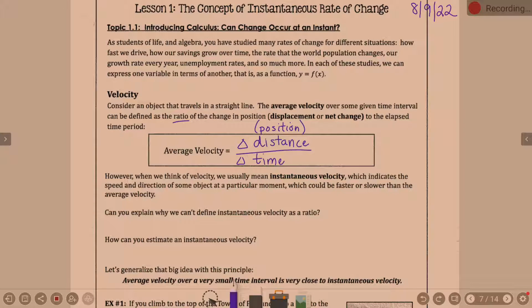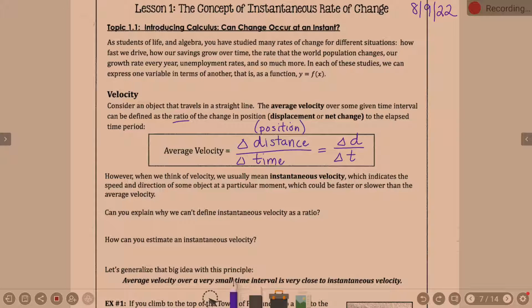But that little triangle, are we familiar with the little triangle? I feel like I've used that on occasion, but it just means change. It's the Greek letter delta, and it means change. So change in distance over change in time, or change in d over change in t. So when we talk about average of anything, that's what we're doing here. Change in something in regards to change in the other piece. So in this case, change in distance over change in time.